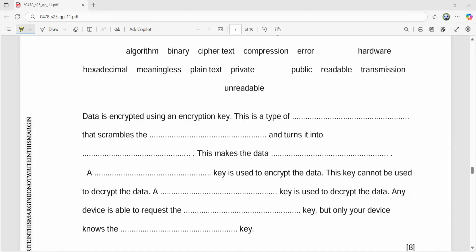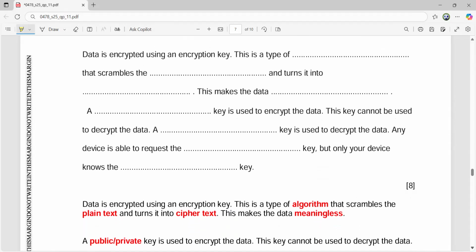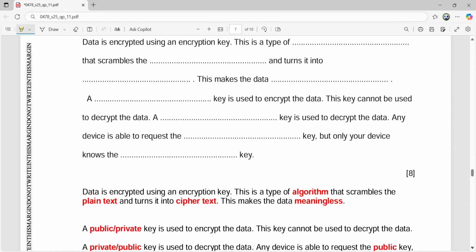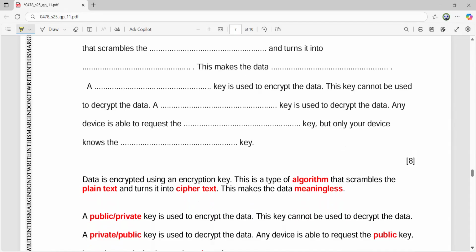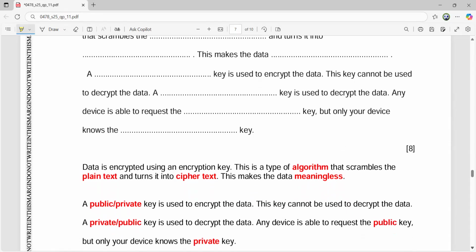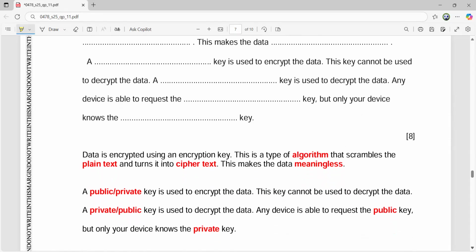Okay, now let's see. Data is encrypted using an encryption key. This is a type of algorithm that scrambles the plain text and turns into a ciphertext. This makes the data meaningless. A public key or a private key is used to encrypt the data. This key cannot be used to decrypt the data. A private or public key is used to decrypt the data. Any device is able to request the public key, but only your device knows the private key.